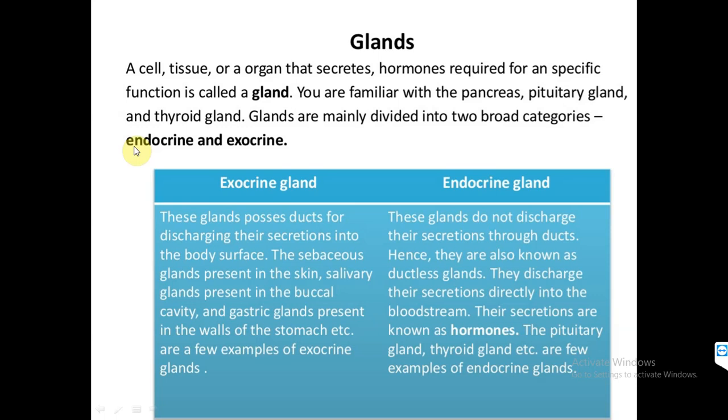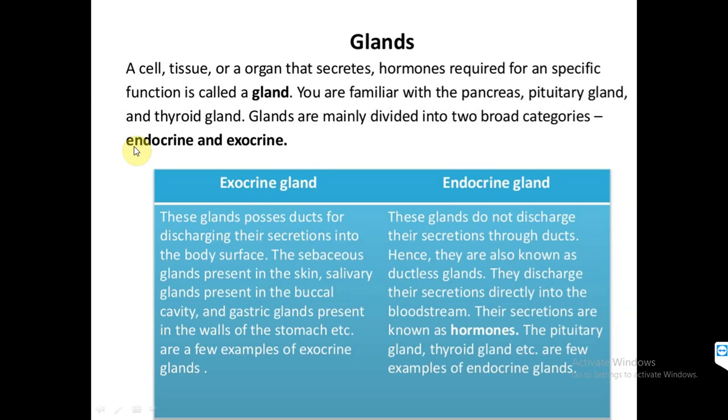Like the sebaceous glands present in the skin. As we all know, under our skin there is a presence of sebaceous glands that are responsible for sweating. Whenever we see sweat on our hands or any body part, these glands transfer the extra amount of water and salt out of the body through ducts or tubes. So these are exocrine. Salivary glands are present in the buccal cavity. We talked about them in the digestive system chapter, and these also have ducts for secretion. The gastric glands present in the walls of the stomach are also examples of exocrine glands. So glands with ducts are exocrine and ductless glands are endocrine.